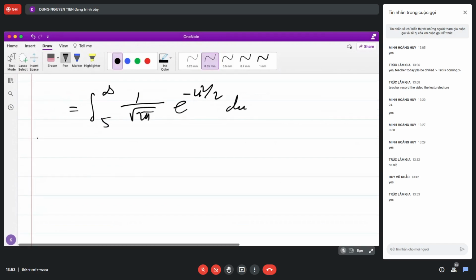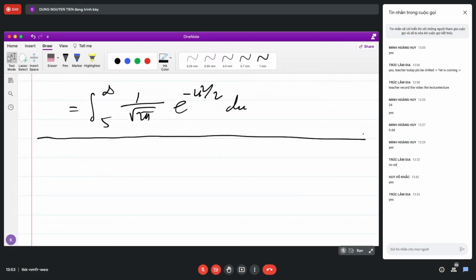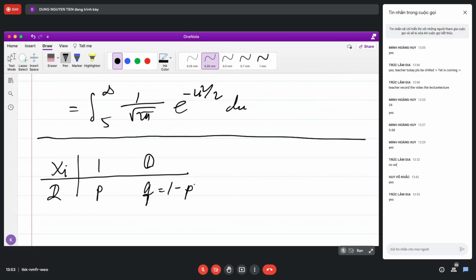Now, suppose that I want to apply the theorem in some particular cases. In the first case, I suppose that all the xi follow a Bernoulli distribution. So xi can take the value 1 or 0 with probability p or q, which is 1 minus p. And then you can find the mean of xi in this case, which is p, and the variance of xi is p times q.